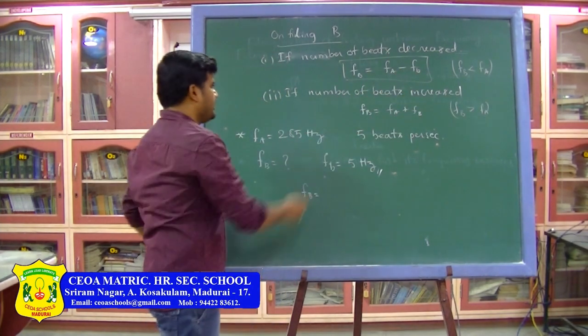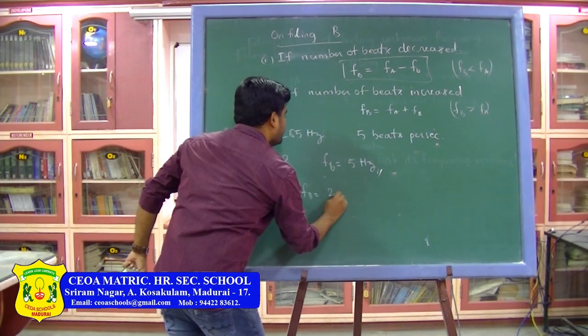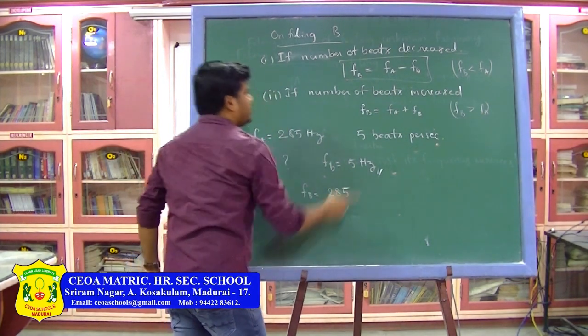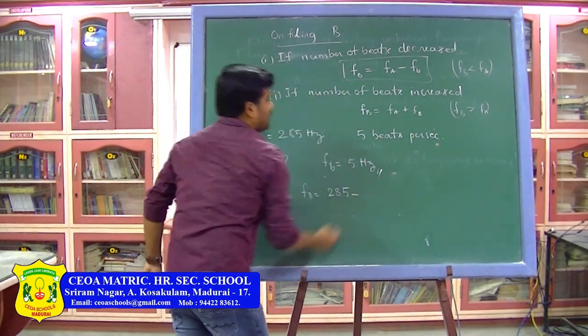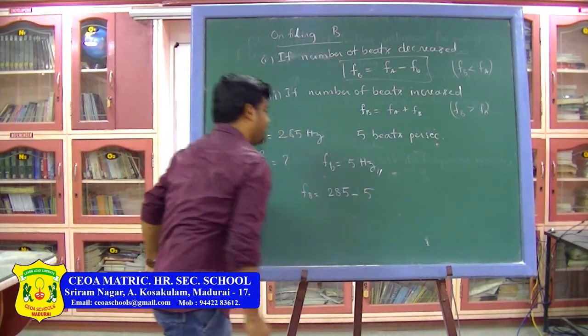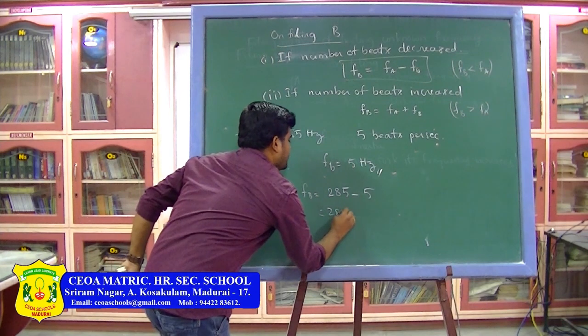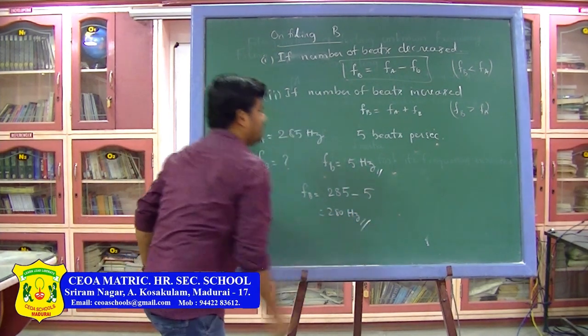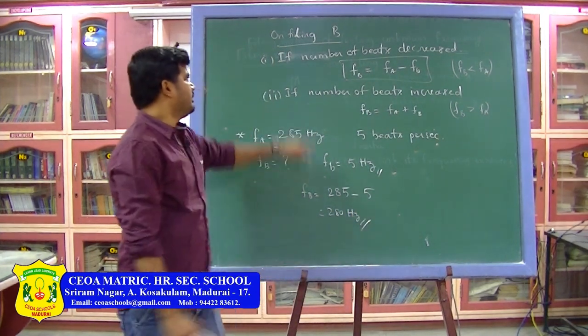So, that means here FB value is equal to the given frequency 285 minus the number of beats formed, which is 5. So, 285 minus 5, that is 280 Hz. Like this, you can do the problem directly if you remember these two cases.